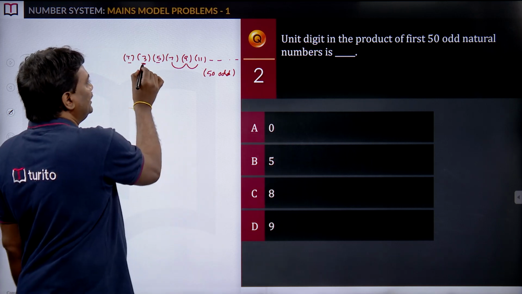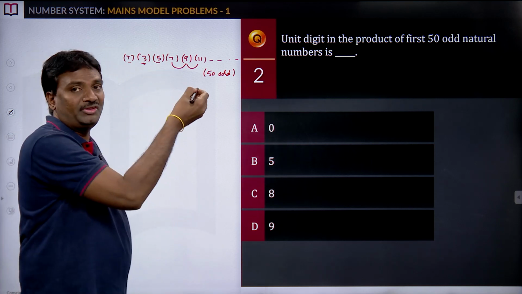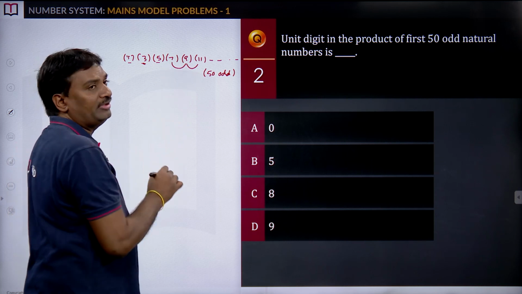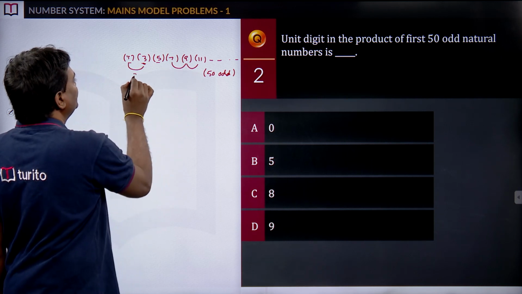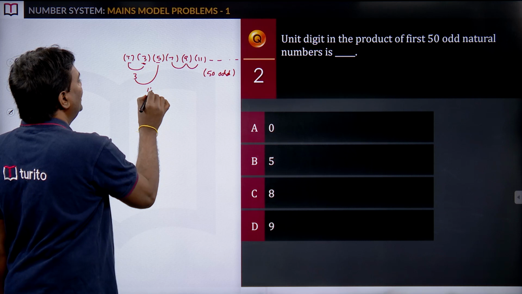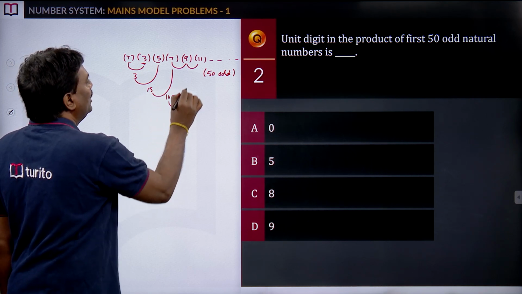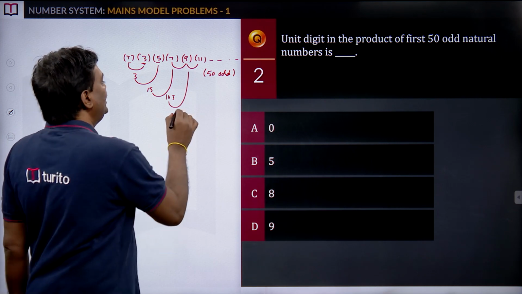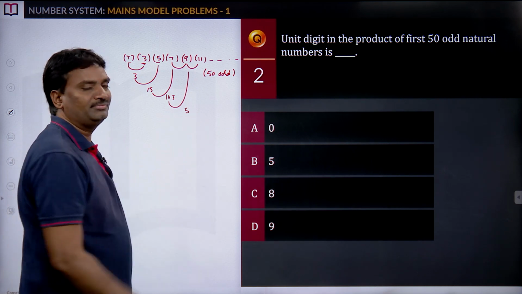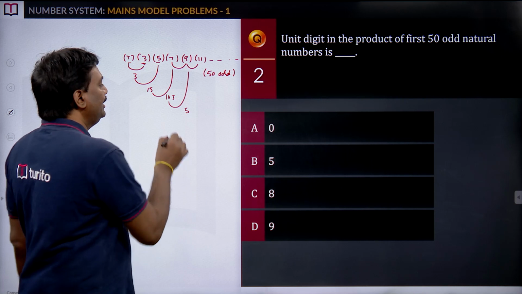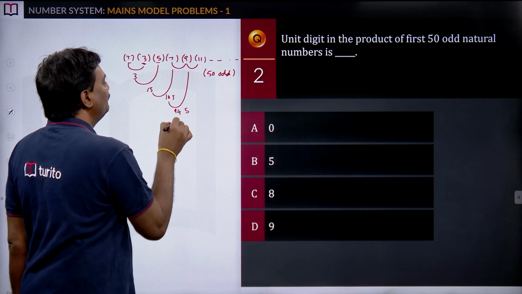Okay. So, 1 into 3 is 3, 3 fives are 15, 15 into 7 is 105, 105 into 9, 9 fives are 45, 9 into 10 is 90 plus 4, 945.